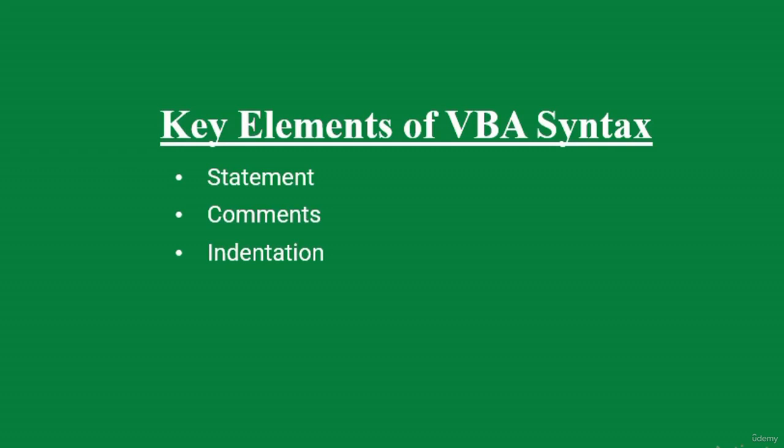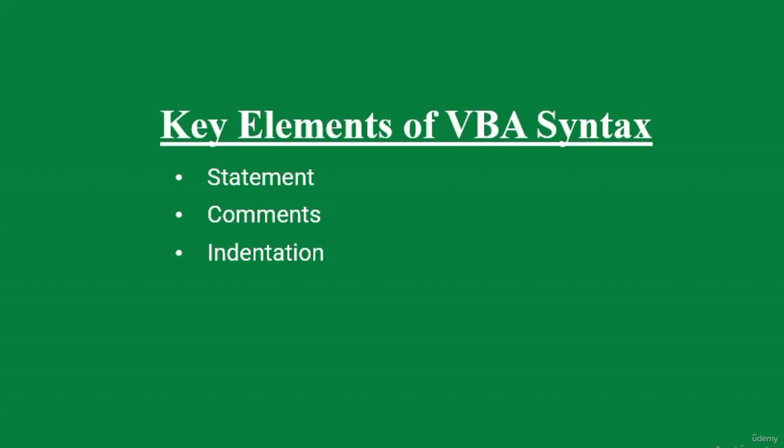Now we have key elements of VBA syntax. We have the statement, the comment, and the indentation. For the statement, in VBA, code is written as a series of statements. Each statement performs a specific action or task, and statements are typically written on separate lines and end with a line break or a colon.